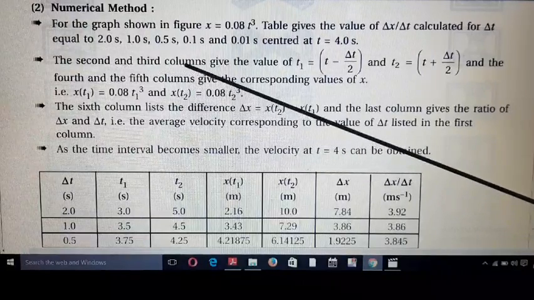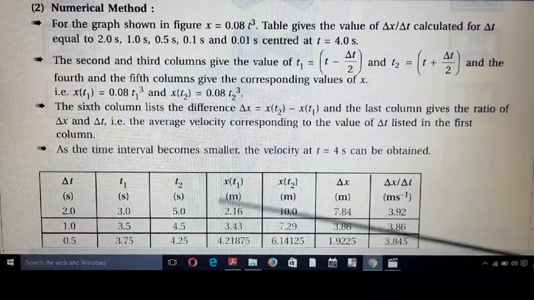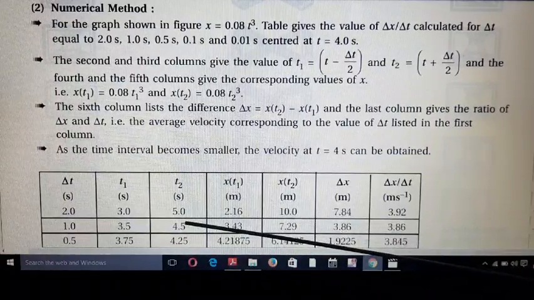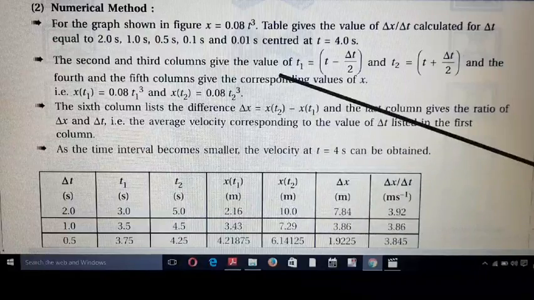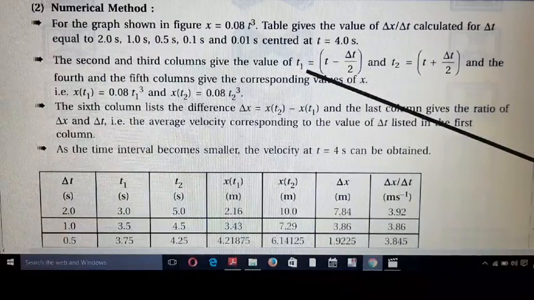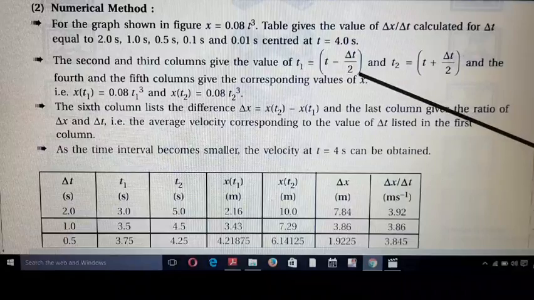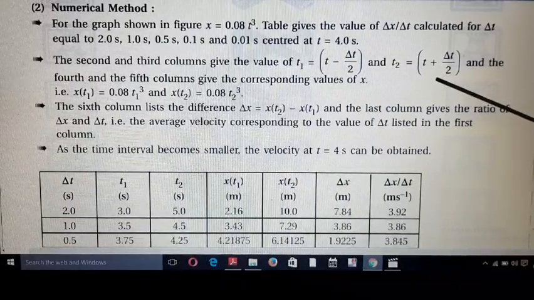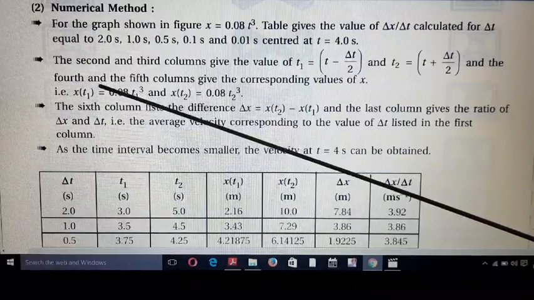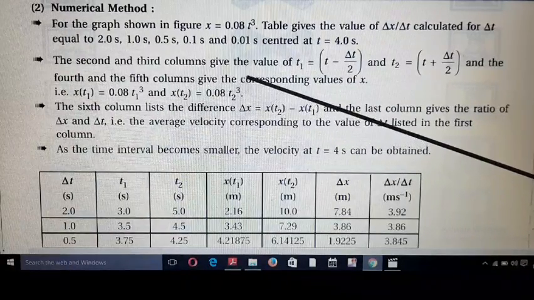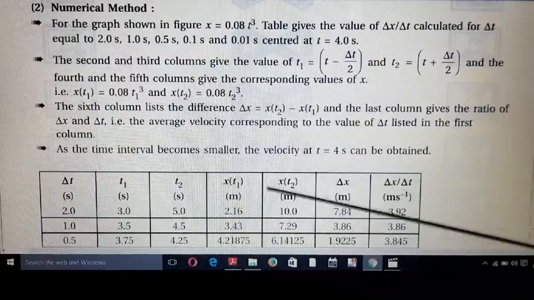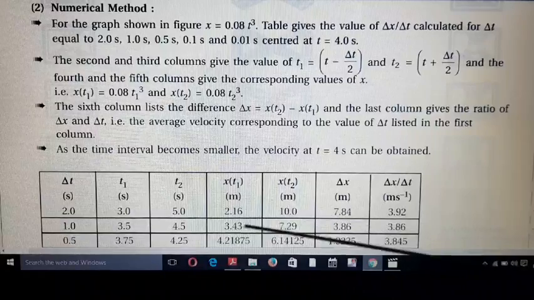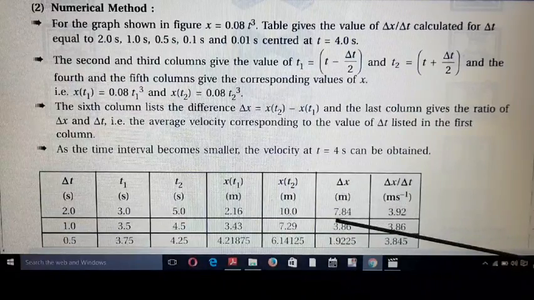The second and third columns give the values of t1 and t2. Here t1 is equal to t minus delta t by 2 and t2 is equal to t plus delta t by 2. The fourth and fifth columns give the corresponding values of x. Here this is x1, this is x2, and the difference between them is delta x.